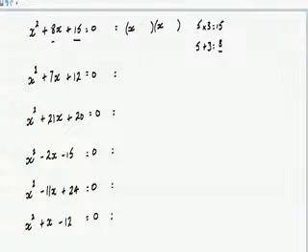It doesn't matter which way round you write them, so we can write x plus 5 and x plus 3. It doesn't matter whether you write x plus 3 and x plus 5 or x plus 5 and x plus 3 because of the commutative law. So that's factorised that equation.